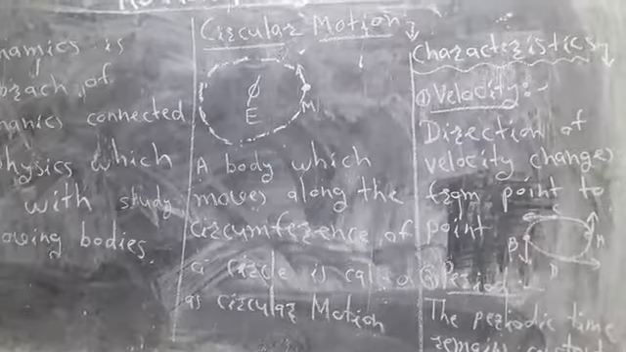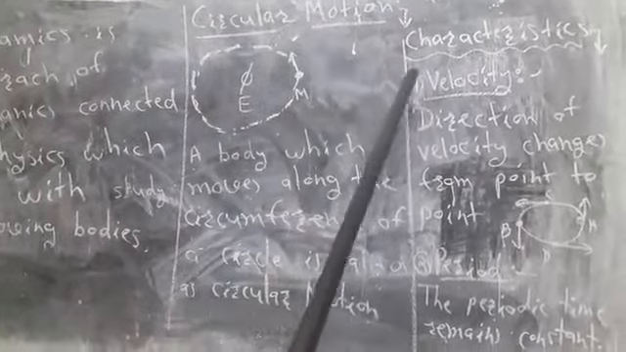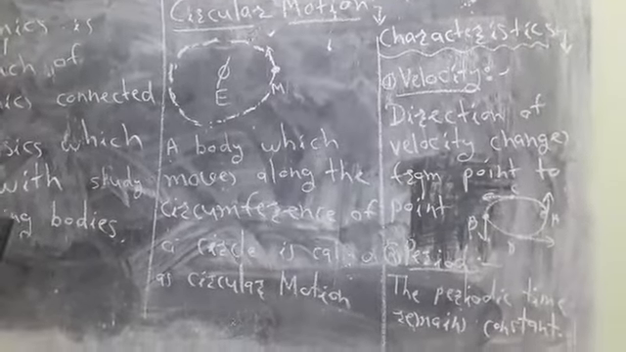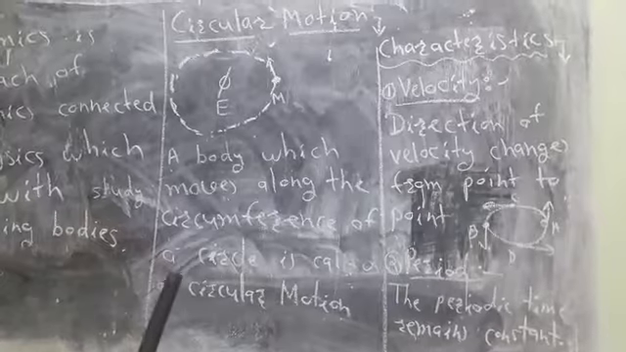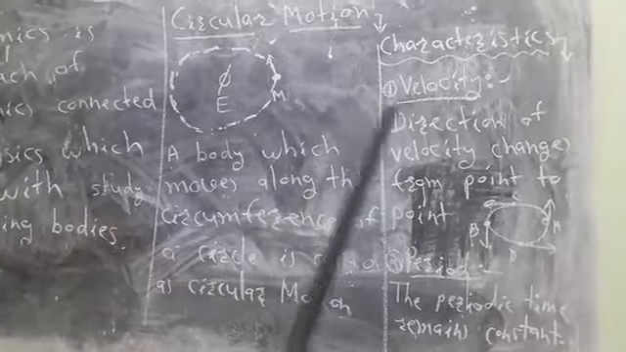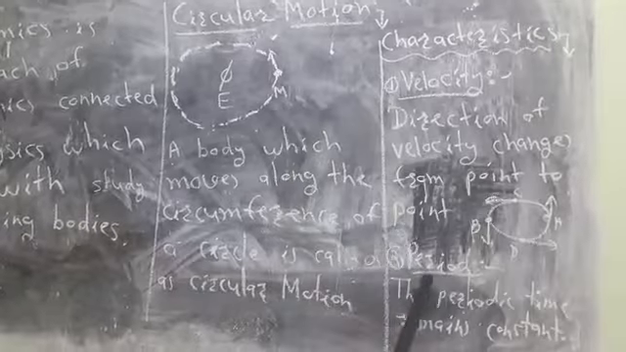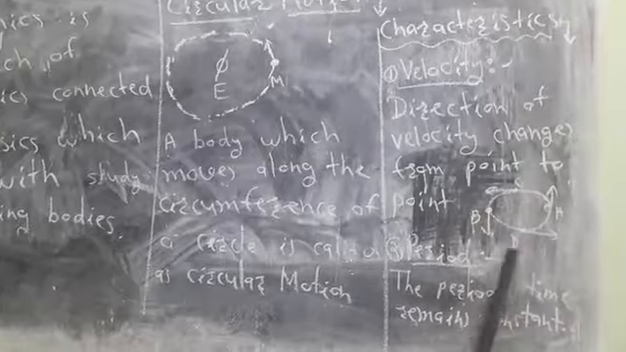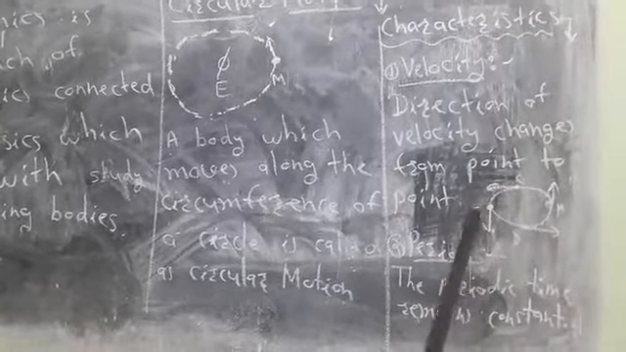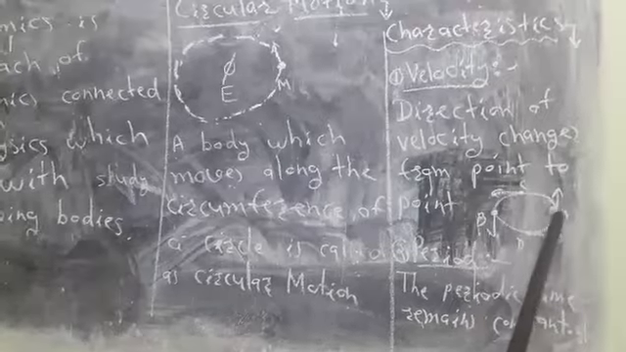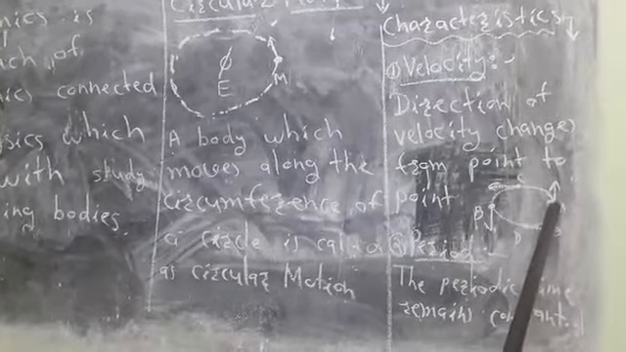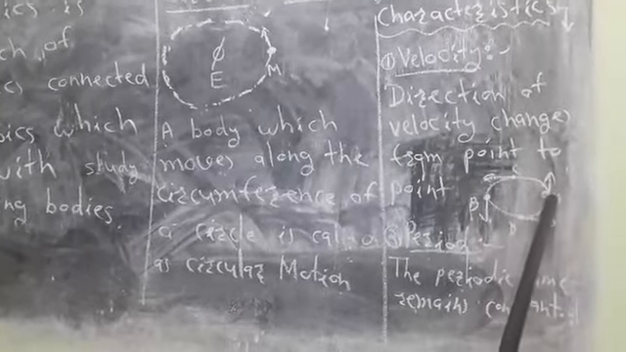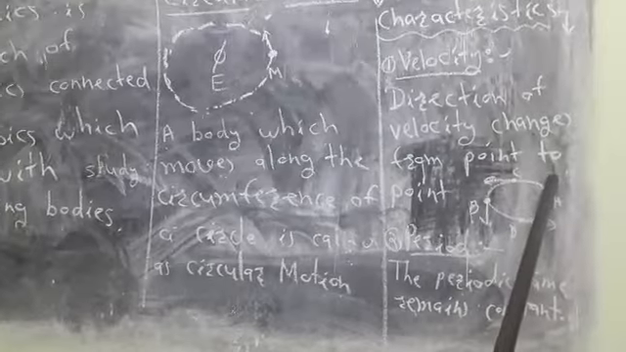Let us see the next point of this chapter, the characteristics of circular motion. There are two main characteristics or properties or main points about circular motion, namely number 1 velocity and number 2 period. Suppose the body is revolving in a circular motion, that means moving along the circumference of a circle. At this typical point, the body is moving in the upward direction. So we can say that the direction of this velocity is tangential to the circle, that means upward direction.